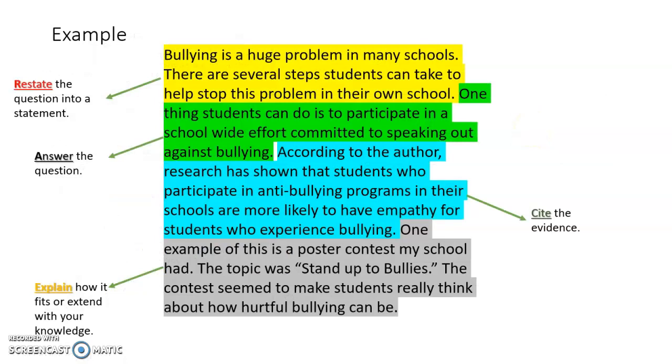Now, this part here is an example of what it would look like all together. You see in the yellow, you're restating the question into a statement. This part here, you're answering the question. Here you are citing the evidence. And here you are explaining how that evidence fits with the answer that you gave. So when we do this, we're showing that we understand what we have read and we're able to apply it to what we think about what we read.